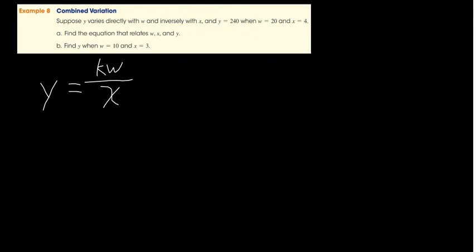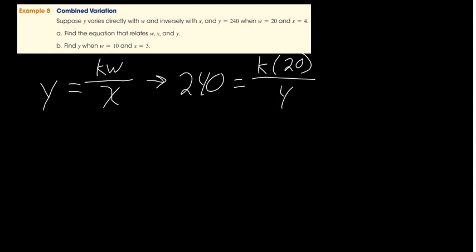If you're told something is varying directly with y or whatever, you're going to put it in the numerator. If it's varying inversely, you're going to put it in the denominator. That's it. Okay, so let's proceed here to figure out what k is. So y is equal to 240, again, we're trying to figure out what k is. W is going to be equal to 20, and x is equal to 4.